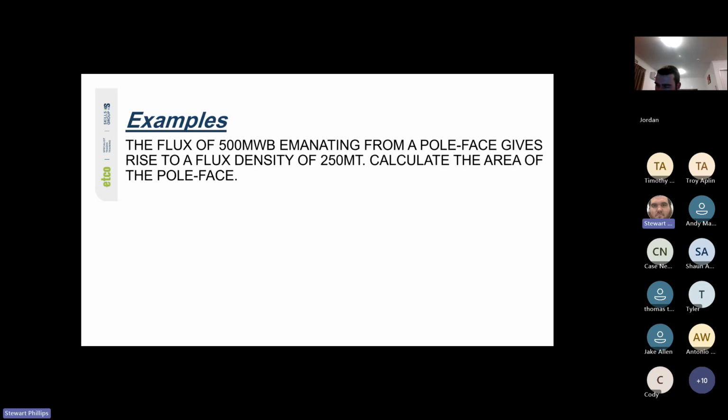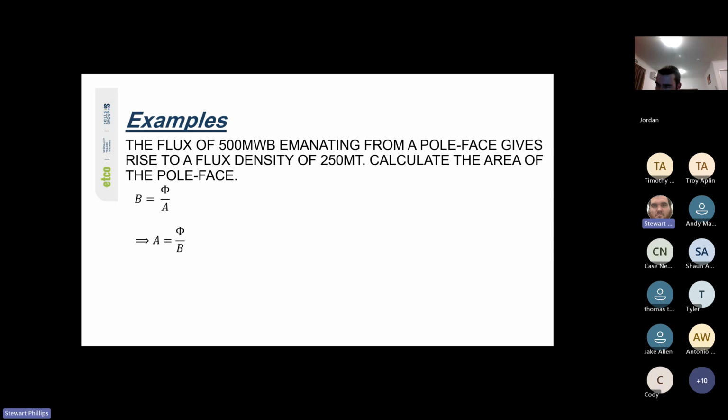Cool. So the flux of 500 milliwebers coming out of a pole face gives rise to a flux density of 250 milliteslas. So we'll calculate the area of the pole face based on these values. So we know B equals phi over area. So therefore, area is equal to phi over B.